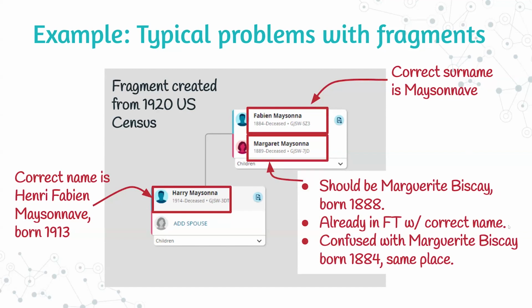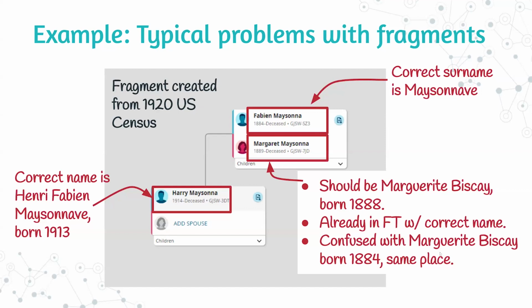Here's the clincher. Marguerite was already in the family tree with the correct name, and not only that, she must have had a cousin or something who was born in exactly the same place just a few years apart from her. And with all my preaching of the importance of not doing bad merges, I actually saw this other Marguerite, and I saw her immigration record, and the years were kind of fuzzy, and I thought, oh, there can't be two Marguerite Biscays. This has got to be my gal.